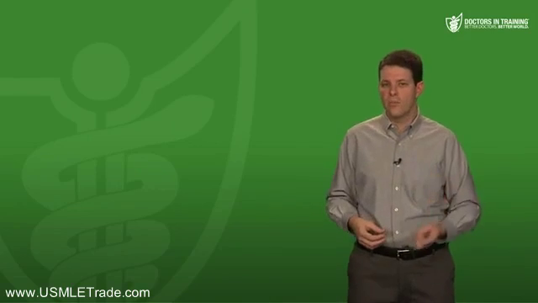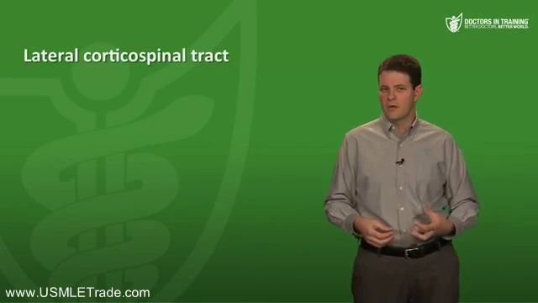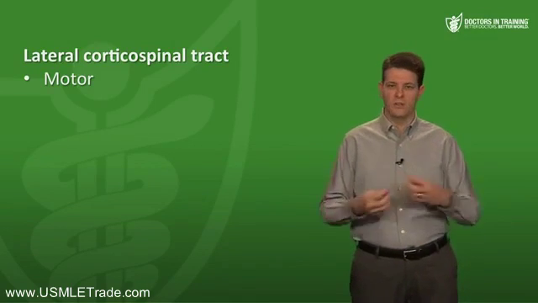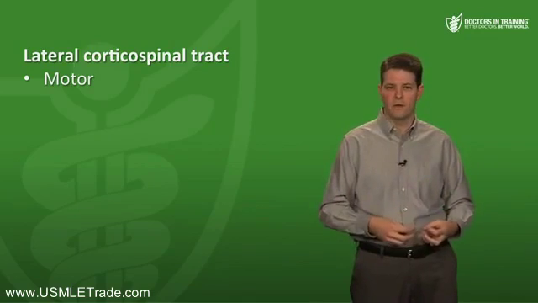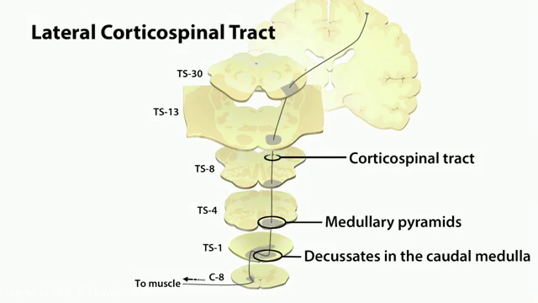Then our third spinal tract for right now is going to be the lateral corticospinal tract. The lateral corticospinal tract is carrying motor information from the cortex to the spine. It's corticospinal. So from the motor cortex, the signal is going to go down through the internal capsule, through the brainstem, into the medullary pyramids, and there it decussates in the caudal medulla.